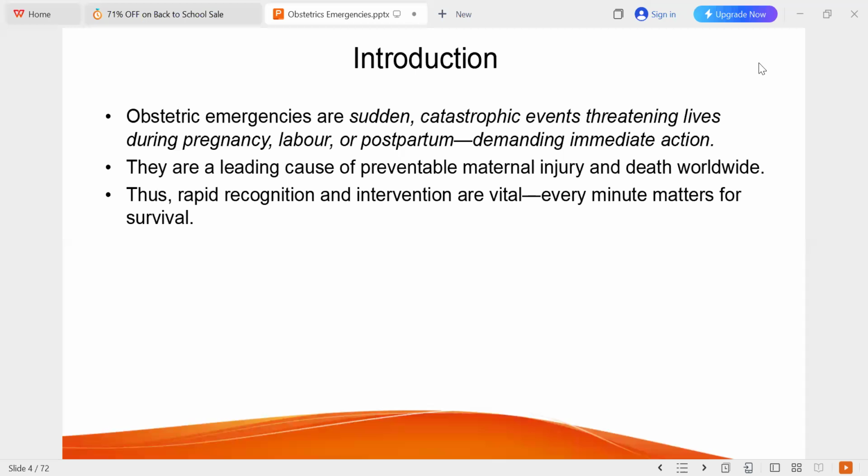The leading cause of preventable maternal morbidity and mortality worldwide. Therefore, rapid early recognition and intervention are vital. In these scenarios, every minute matters for survival.